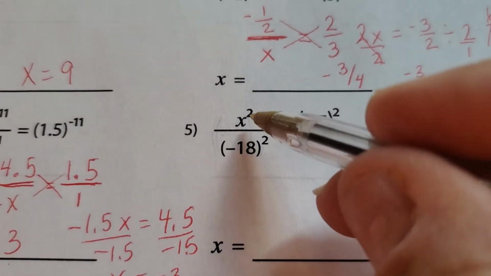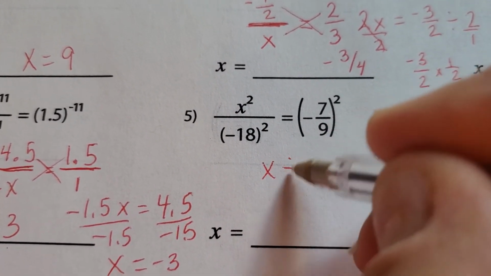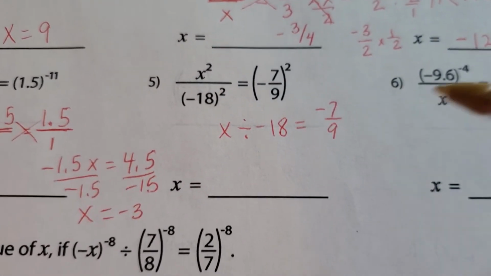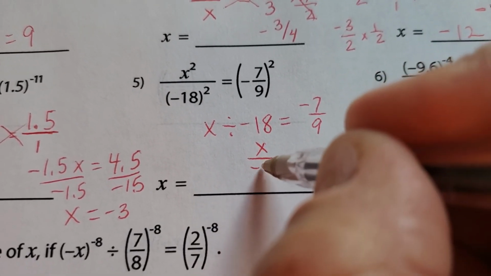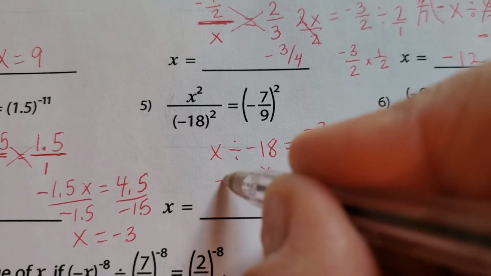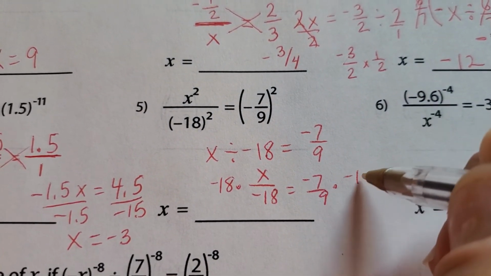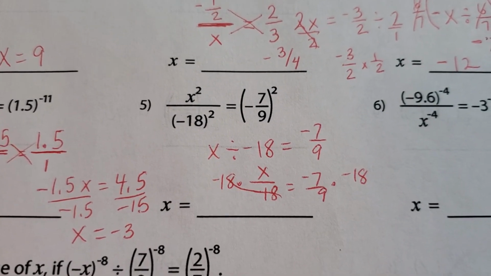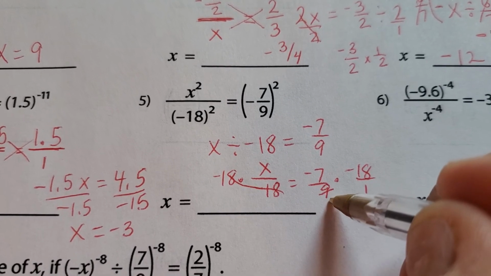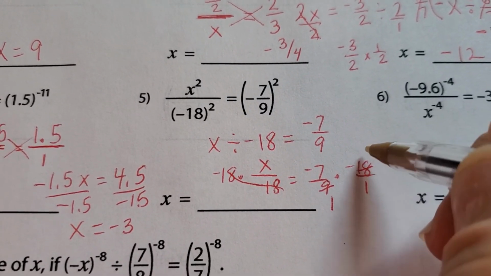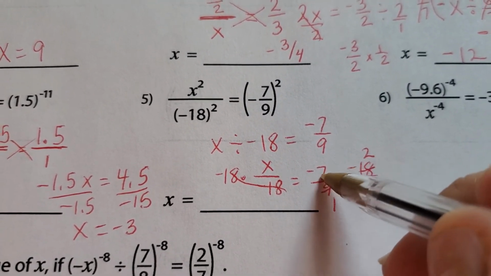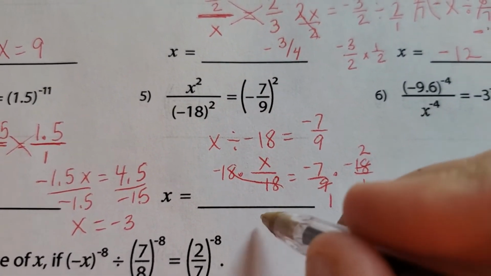Number 5, we're going to have x divided by negative 18 equals negative 7/9. Of course, I could have written it like this as well. I'm going to multiply both sides by negative 18. And on this one, I'm going to do some canceling. That number is going to get huge if you go ahead and multiply it. I can cancel a denominator and a numerator that divide out. So all I have left is negative 7 times negative 2, which is positive 14.